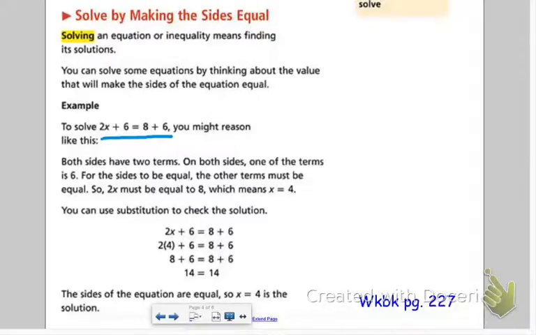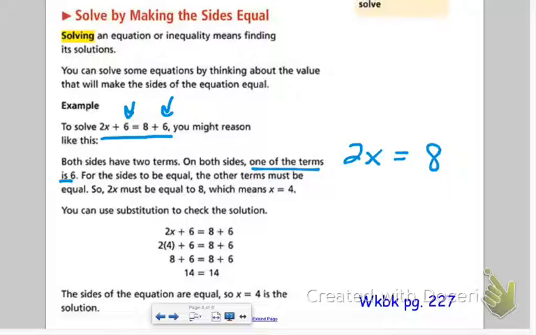On both sides, one of the terms is 6. Do you notice that? This is 6 here, this is 6 here. So right away, you know that those 6's are equal to each other. They're the same, which means, for the sides to be equal, the other terms must be equal. The 2x and the 8 must be equal. Think of it that way. The 2x and the 8 must be equal.